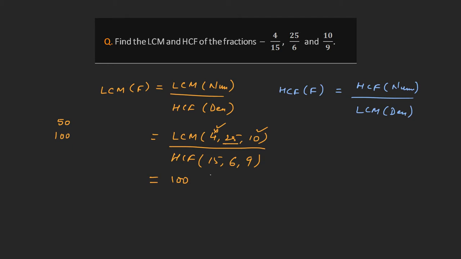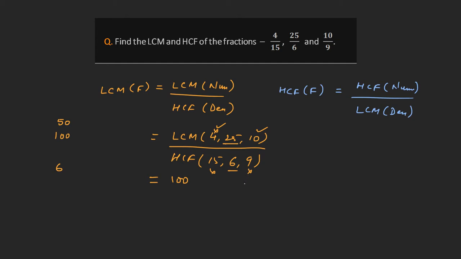Then for the HCF, we try the factors of the smallest number, 6 in this case. And we start with the largest factor because we need to find the highest common factor. The largest factor of 6 is 6 itself, but it cannot be the HCF because 15 and 9 are not divisible by 6.